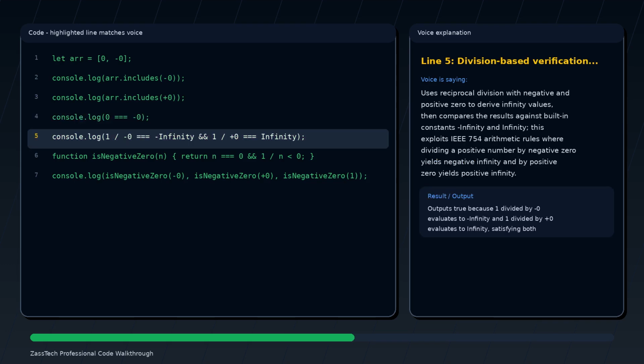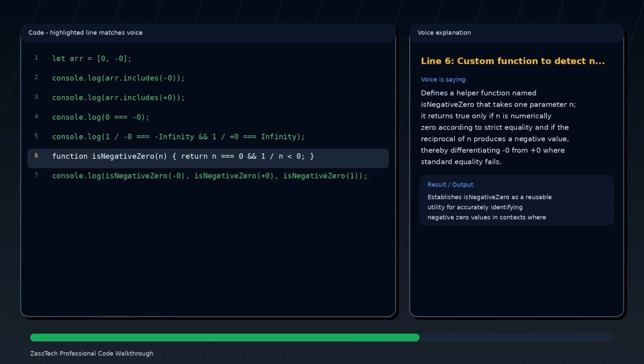Uses reciprocal division with negative and +0 to derive infinity values, then compares the results against built-in constants, -Infinity and Infinity. This exploits IEEE 754 arithmetic rules, where dividing a positive number by -0 yields negative infinity and by +0 yields positive infinity. Defines a helper function named is_0 that takes one parameter, n.